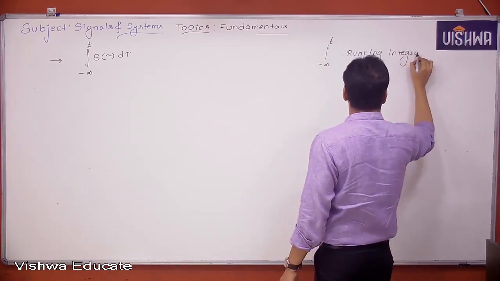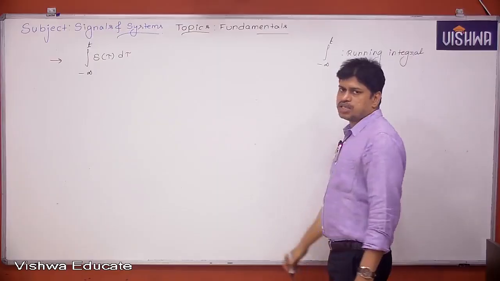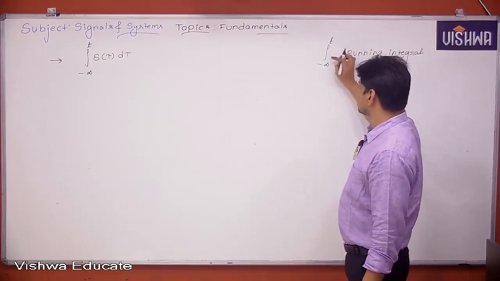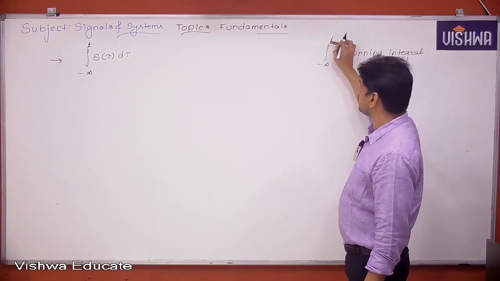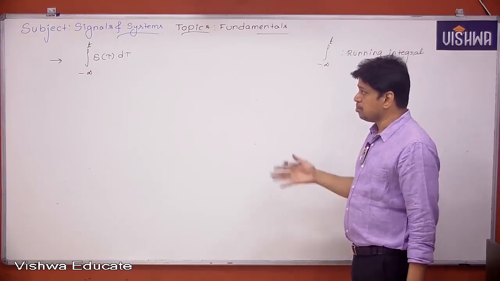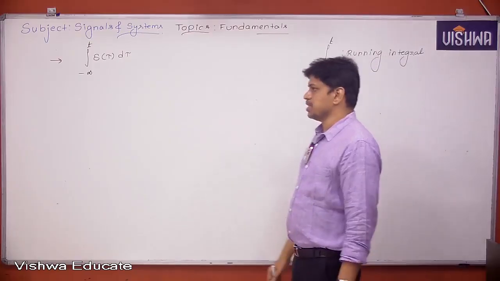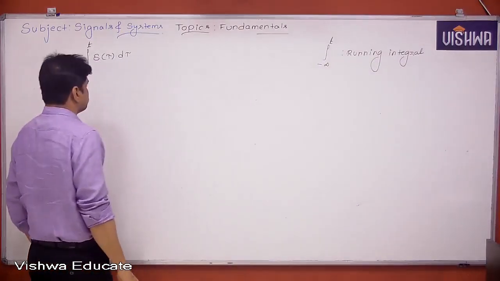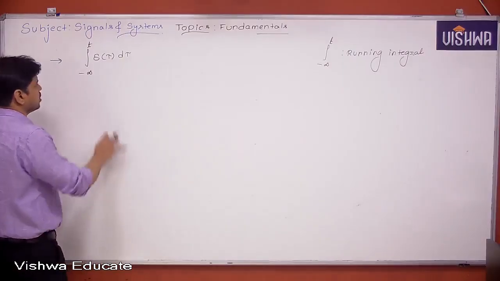It is not going to give you a constant value, it is going to give you a time varying value. Whereas if you take particular limits, say minus infinity to infinity, you are going to get a constant value, that is the area under the curve. But here it is not simply an area, it is going to be a running integral or time varying area. So let's check it out.